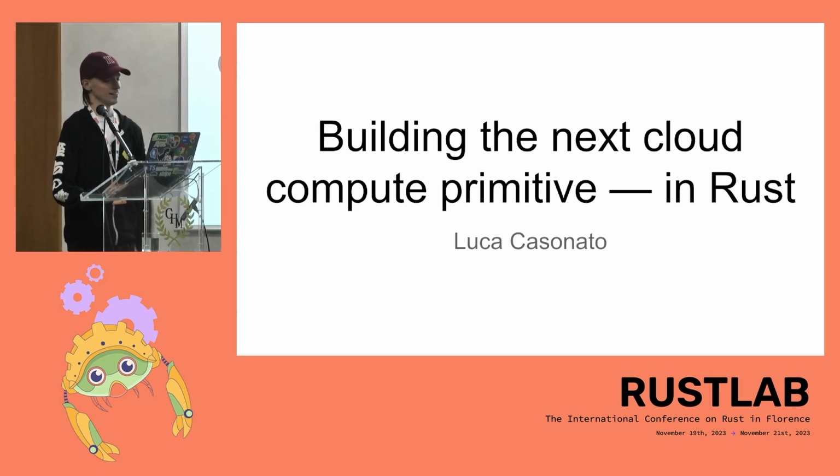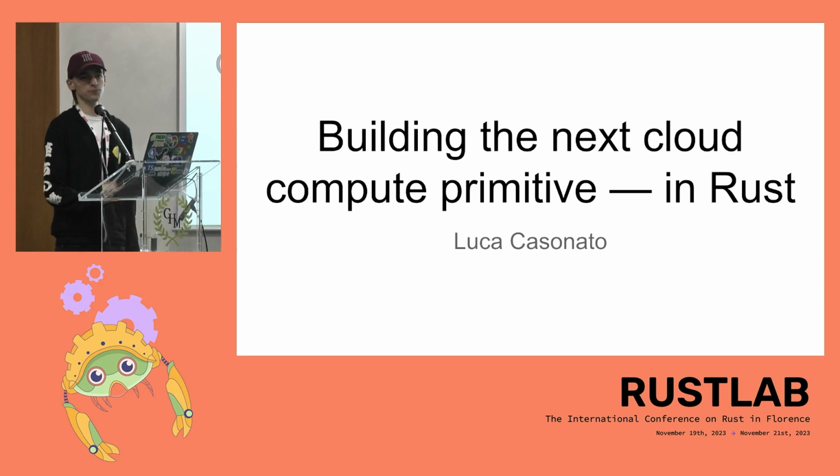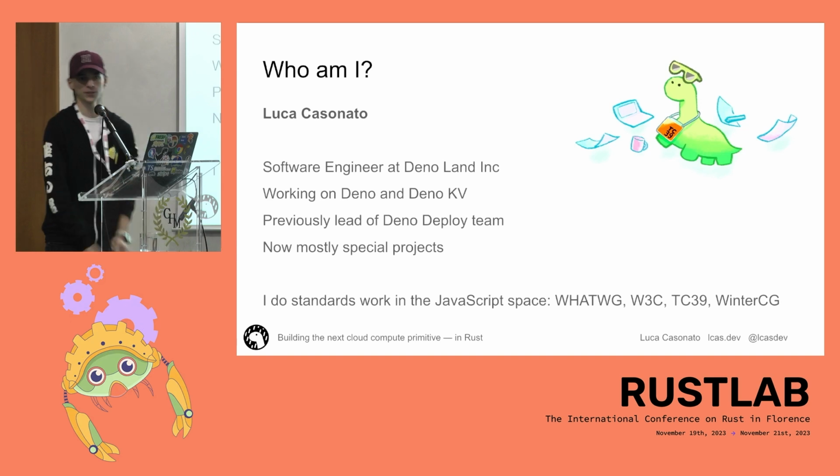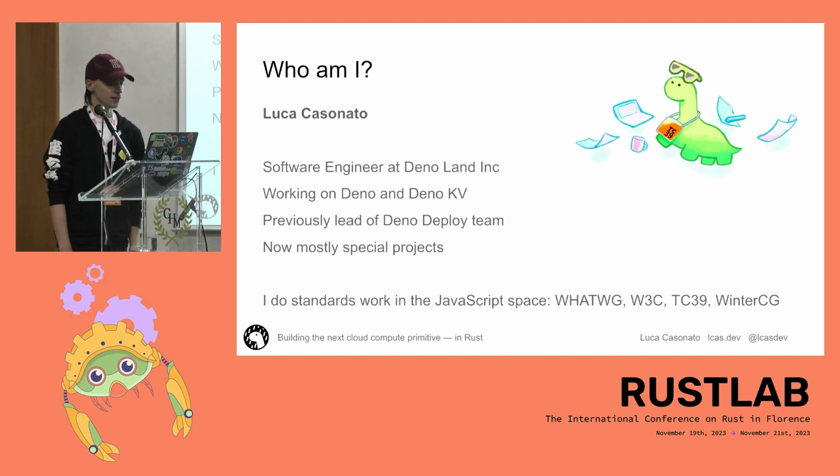That was great. So I want to talk to you today about building the next generation of compute primitive in Rust. And I'm going to be talking through a bunch of stuff, but let me start by introducing myself. I'm Luca. I'm a software engineer at the Deno company, where we build Deno. And I'll explain to you a little bit about what Deno is in just a minute.